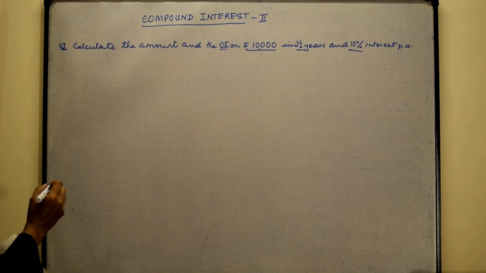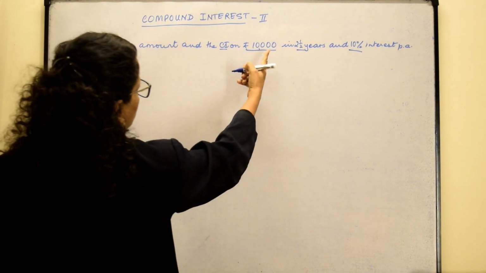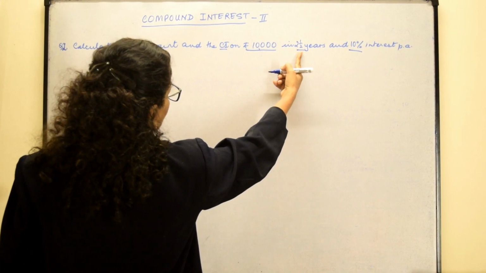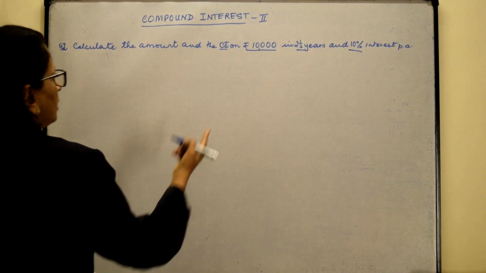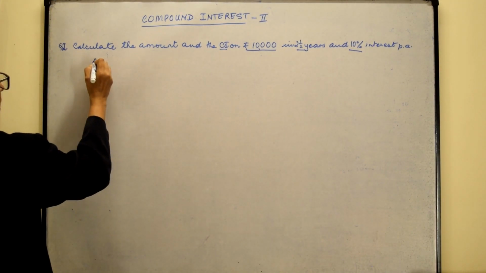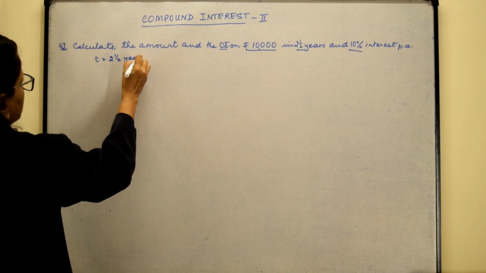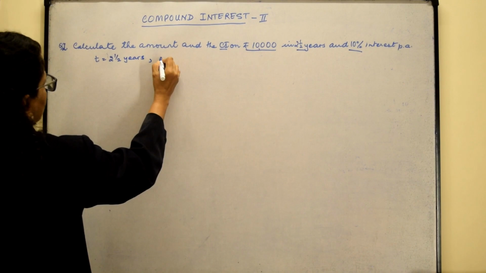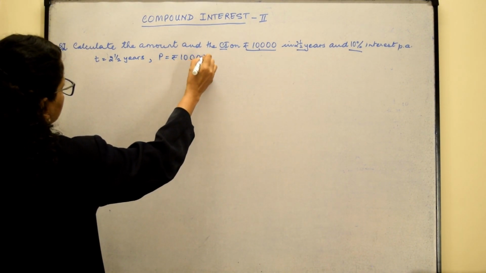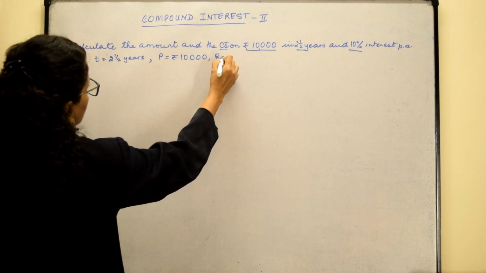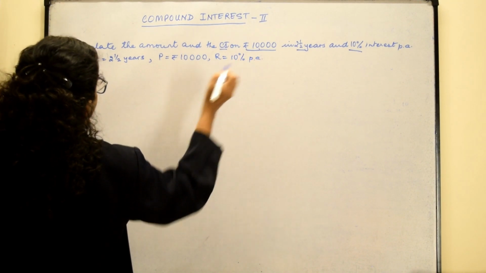Now we come to question 2. Calculate the amount and the compound interest on rupees 10,000, but now we have taken 2.5 years and at 10% per annum. If we have the time 2.5 years, it will be wiser to use the formula, it will go faster. Your principal still is rupees 10,000 and the rate is still 10% per annum compound interest.